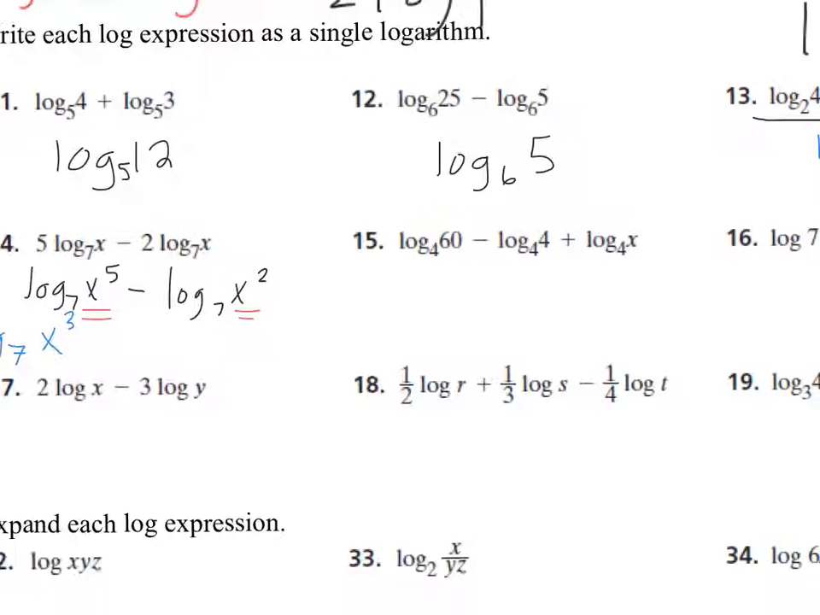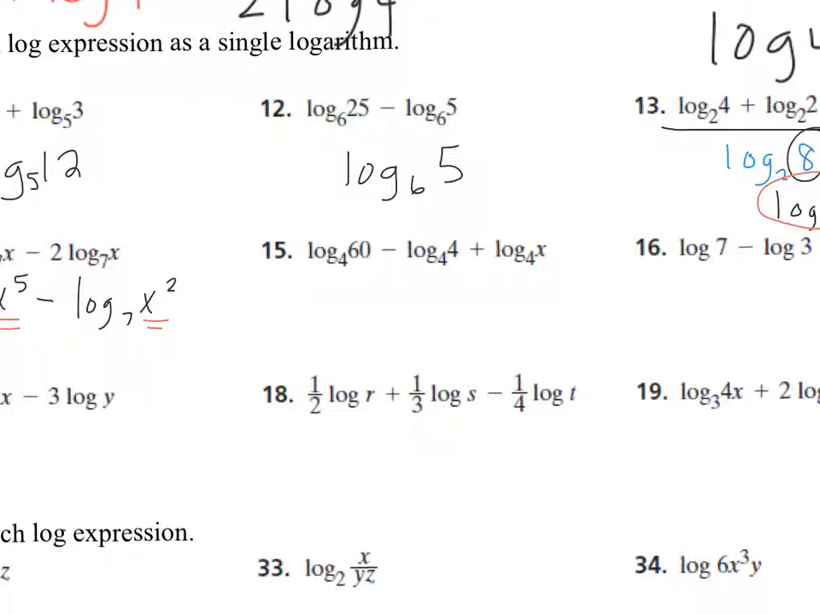And then number 15, going from left to right, I'm subtracting these two quantities, so that means I'm going to divide 60 divided by 4, which is 15. So it's log base 4 of 15 plus log base 4 of x. Now you're adding these two logarithms, so adding turns into multiplying. So the answer is going to be log base 4 of 15x.